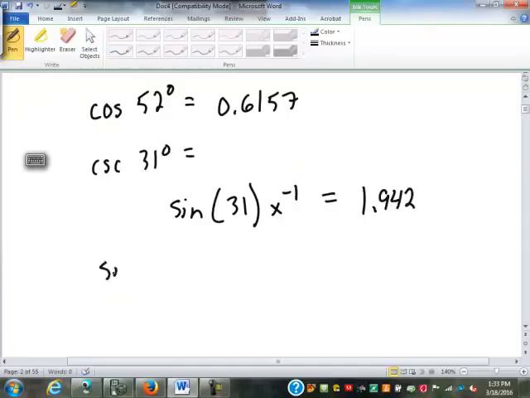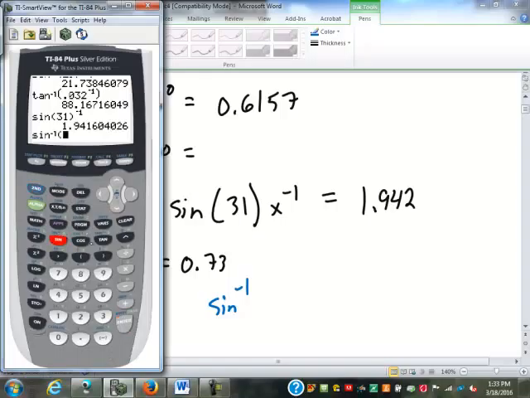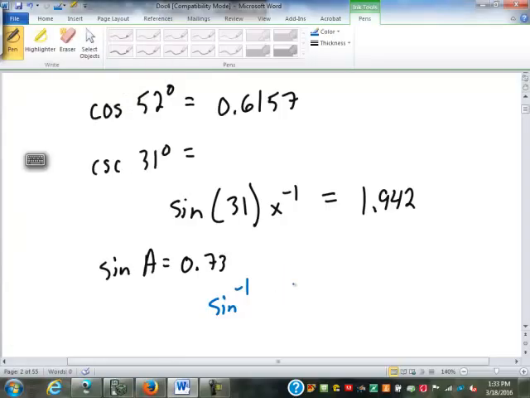What if I tell you that the sine of angle A equals 0.73? How do I find angle A? Yeah, just the second sine, right? Inverse sine. So I calculated, second sine, 0.73, and get 46.89.